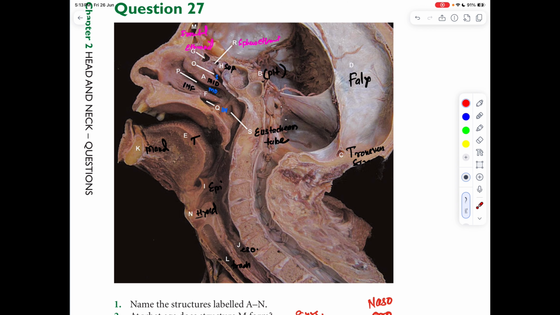Superior meatus lies between superior and middle concha and communicates with ethmoidal sinus. Superior meatus, ethmoidal sinus. Middle meatus lies between frontal sinus, ethmoidal sinus. Inferior meatus.